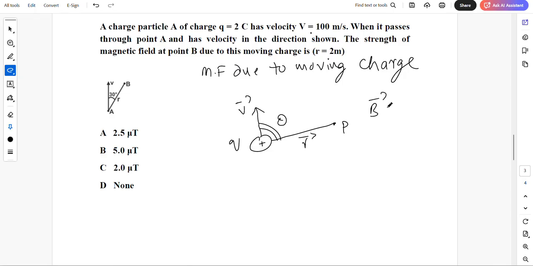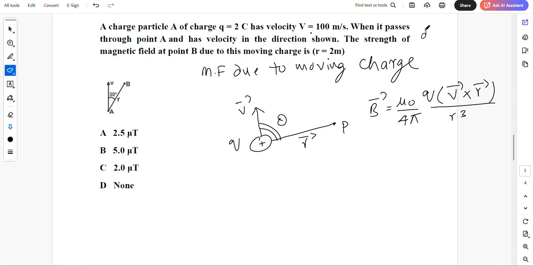Vector B is equal to mu naught by 4 pi. In place of I, you have to write q. In place of vector dl, you have to write vector v, cross vector r, divided by r cubed. Hope you have understood this one. How did I write this?